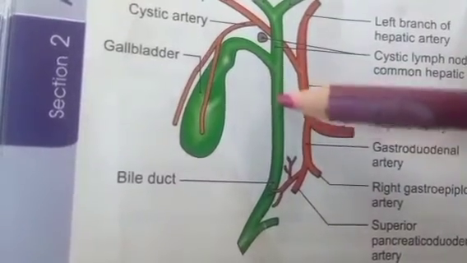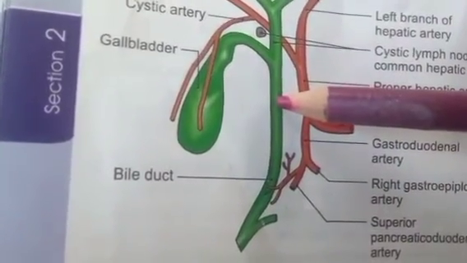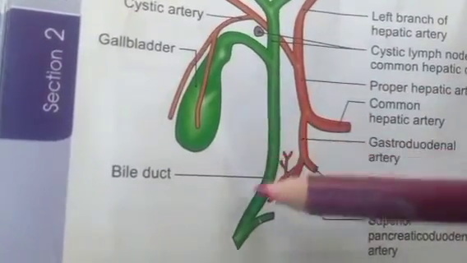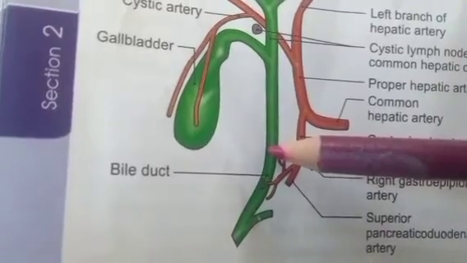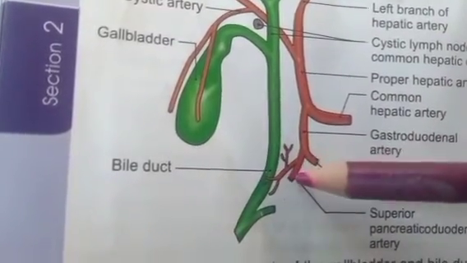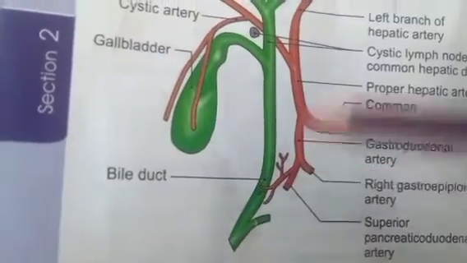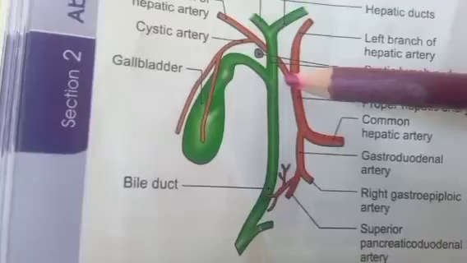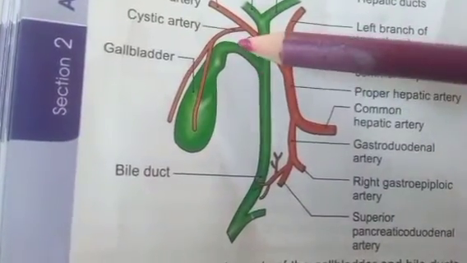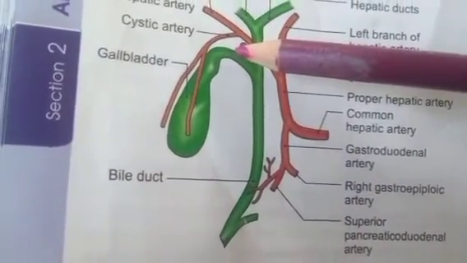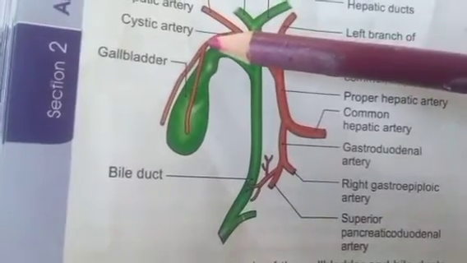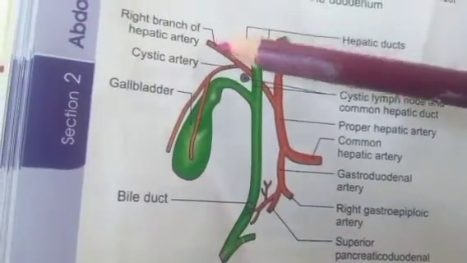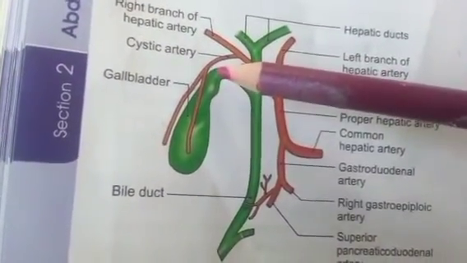The middle part of the bile duct is supplied by the branches of the right hepatic artery, and the lower part of the bile duct is supplied by the branches of superior pancreaticoduodenal arteries. The cystic artery arises from the right hepatic artery, passes behind the common hepatic and cystic ducts, and reaches the upper surface of the neck of the gallbladder, where it divides into superficial and deep branches.